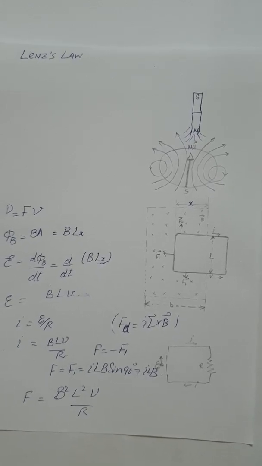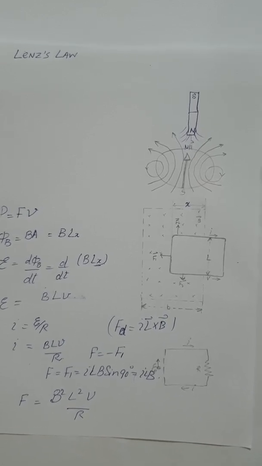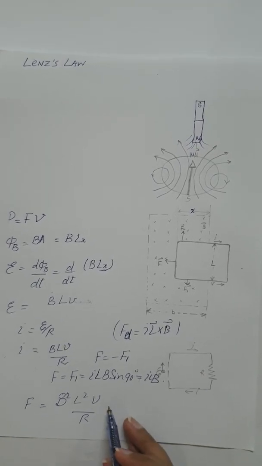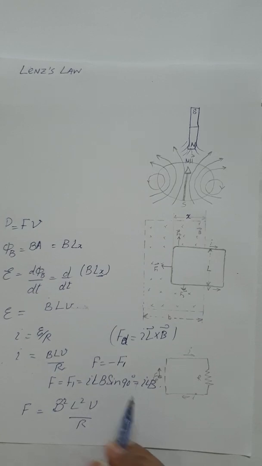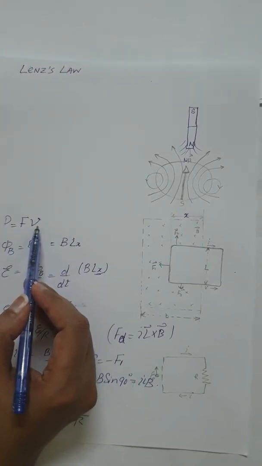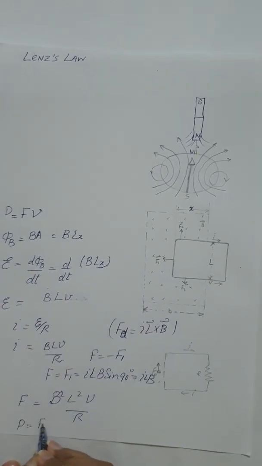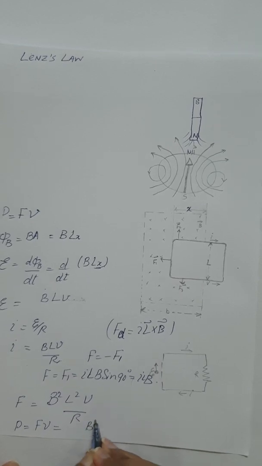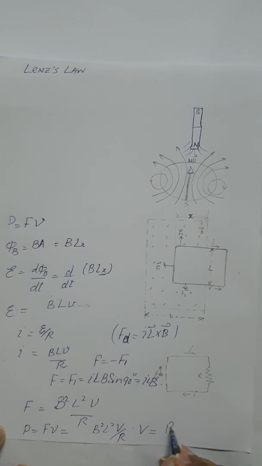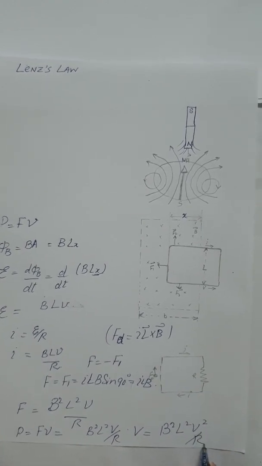So now we can find the rate of work, and we can substitute this equation into the initial one, and we would be able to find the power, which is the rate of doing work. So P is equal to Fv, and it becomes B square L square v over R into v, and this expression is B square L square v square over R.